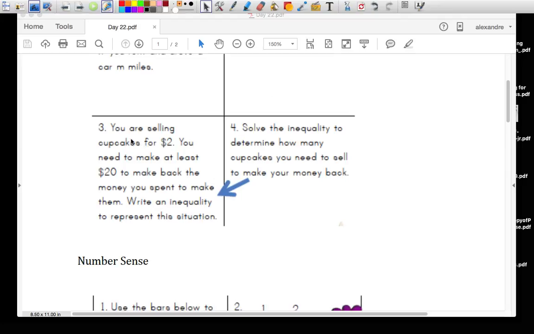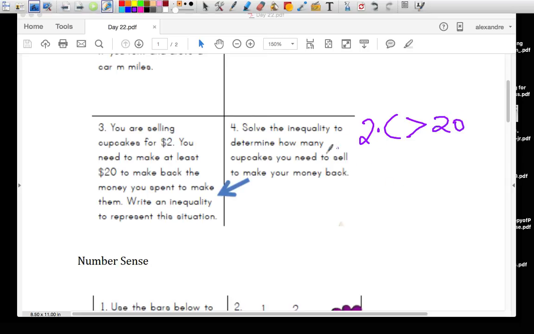Number 3, you're selling cupcakes for $2. You need to make at least $20 to make the money back. The cupcakes that you're selling have to be $2 per cupcake. Need to make at least $20 to make the money back. Has to be greater. Okay, has to be at least. So it has to be greater than 20.